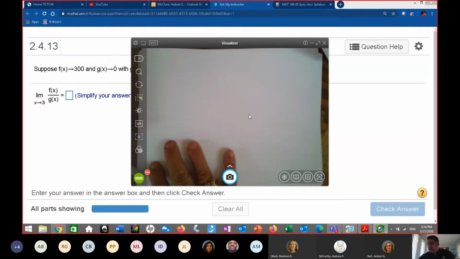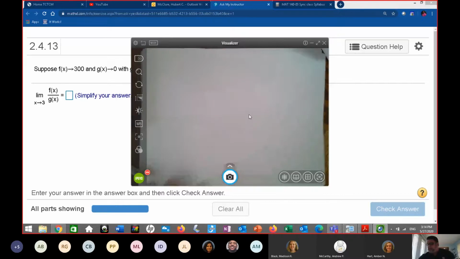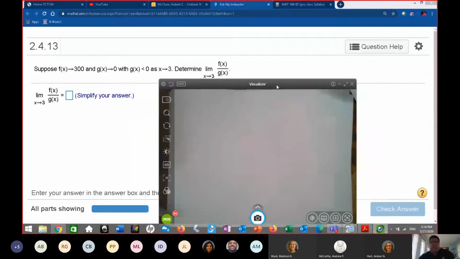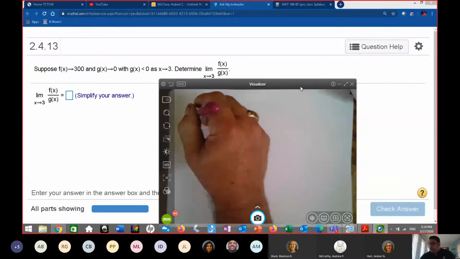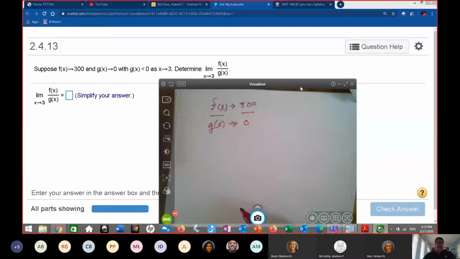So f of x is approaching 300, and g of x is approaching 0. Notice that you don't have an equal sign in there because they're not equal. But g of x is what? What is g of x? Somebody tell me what that means. That means I want you to talk to me. It's less than 0. What does that mean, though? It's negative, so I'm going to put a negative right here.